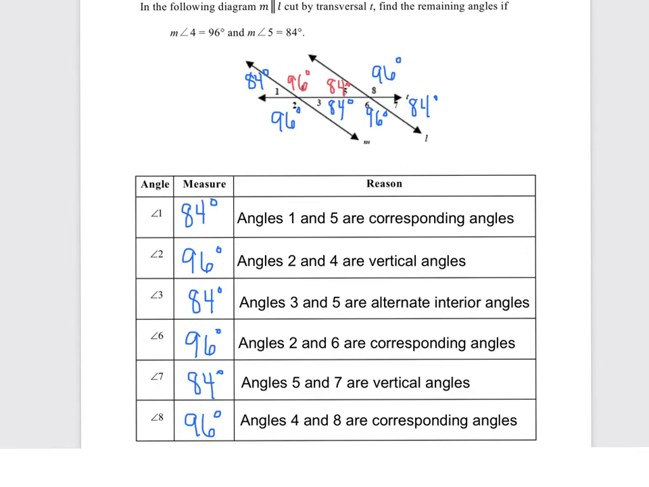Before we move on to the next example, I just want to show you how you can check your work with these problems. If you notice here, we go from 84 to 96, 84 to 96, 84 to 96, and 84 to 96. What do you notice? We notice that no two same angle measurements are next to each other. So that's how you can check your answers. Every angle next to each other is a different answer. So let's do one more example together.